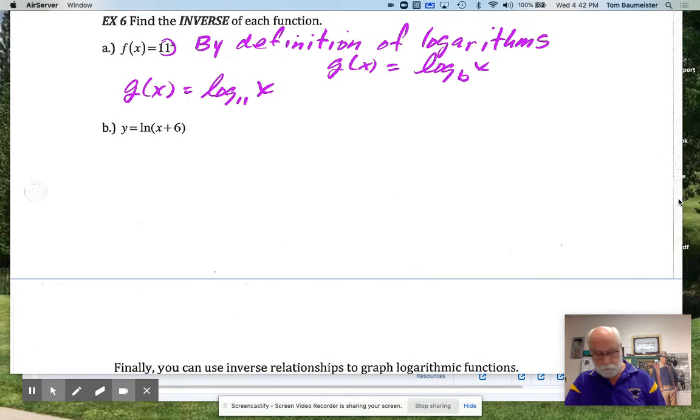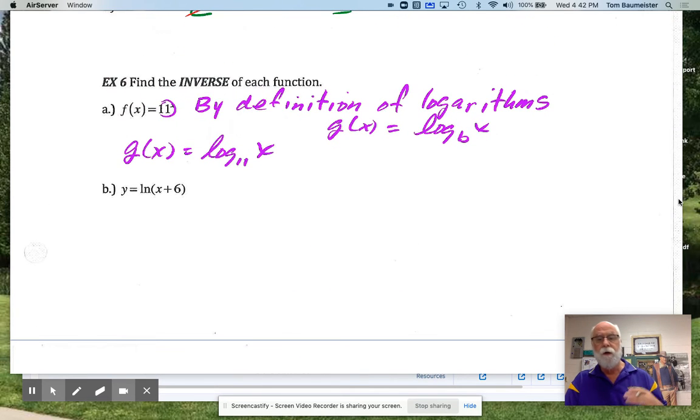All right. So remember earlier when we were doing inverses, we switched the x and the y. We didn't have to on that one because that one was by definition pretty straightforward. But on this one right here, what we're going to do is switch the x and the y.